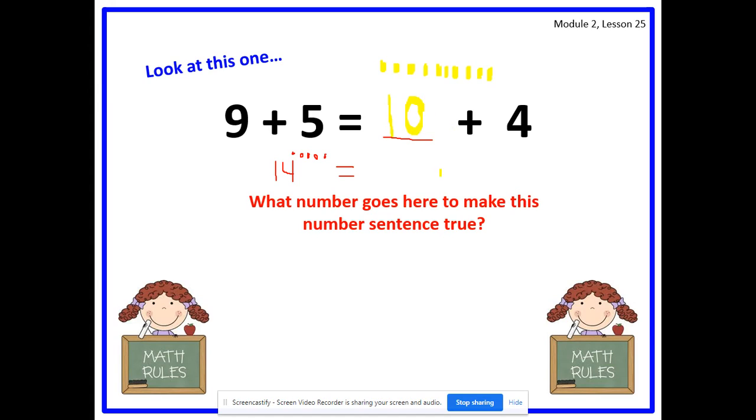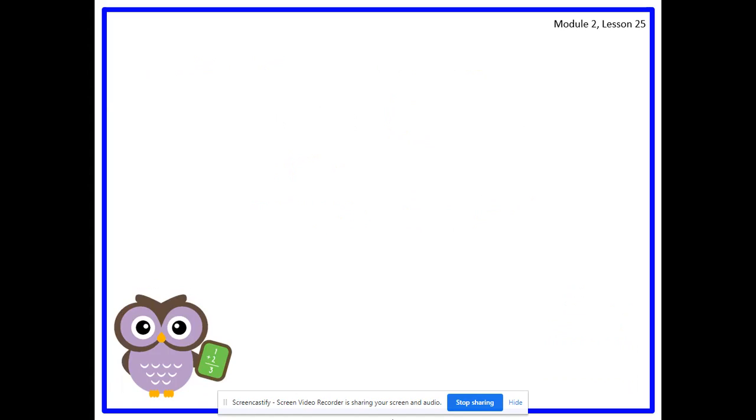If you got it right and you solved this mystery, give yourself a kiss on the brain. Awesome job. Go ahead and clear your whiteboards or find the next blank space on your paper. Ready?